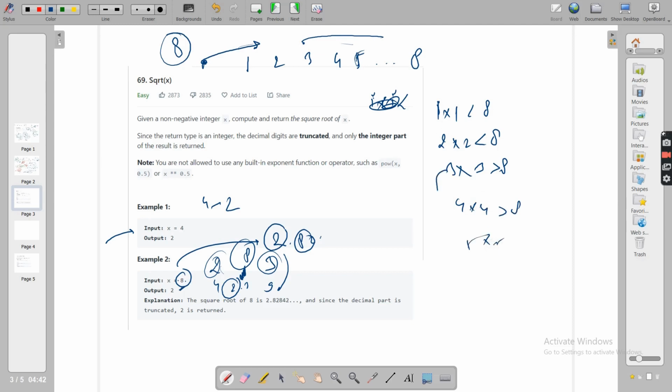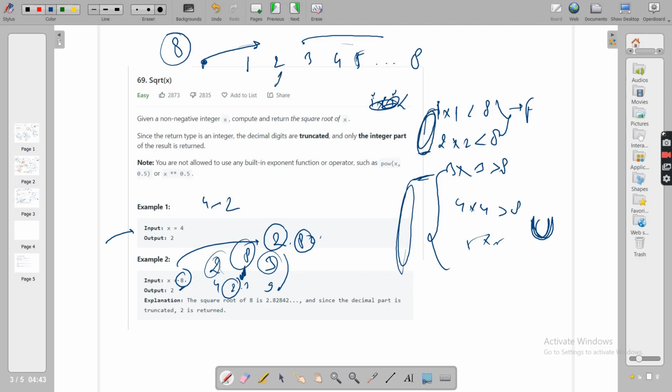So these zones are unfavorable, because they will not help you in finding the answer. This was the zone where the square is lesser than 8, so you can think of going forward. But as soon as you come to 3, whose square is greater than 8, you cannot go forward, because they are all greater than 8. In the favorable zone you have to find your answer, and the answer is the last value of this zone, which is 2.